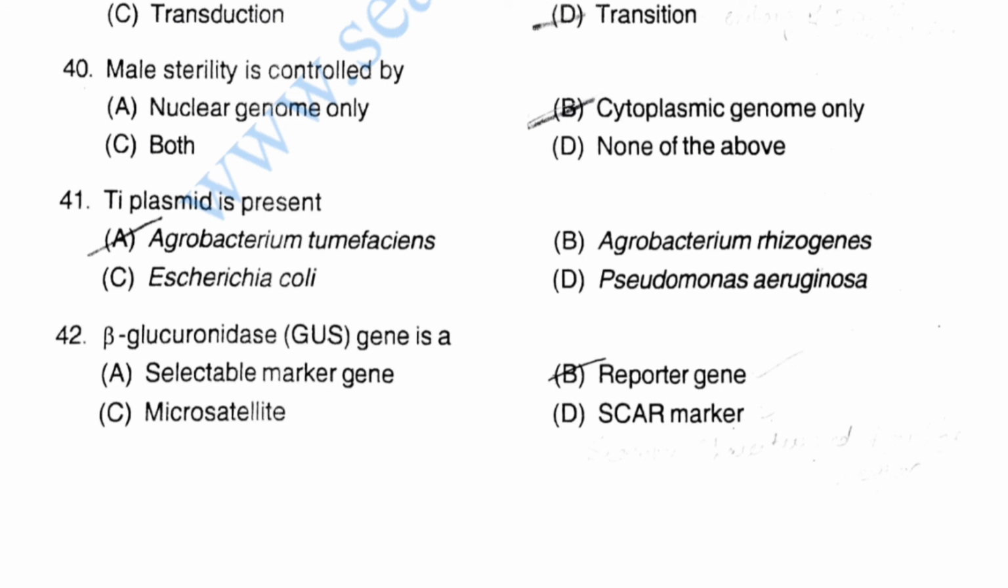Question 42. Beta glucuronidase, GUS gene is a dash. Beta glucuronidase is what type of gene? Here we have 4 options: selectable marker, microsatellite, reporter gene. And our answer is reporter gene.